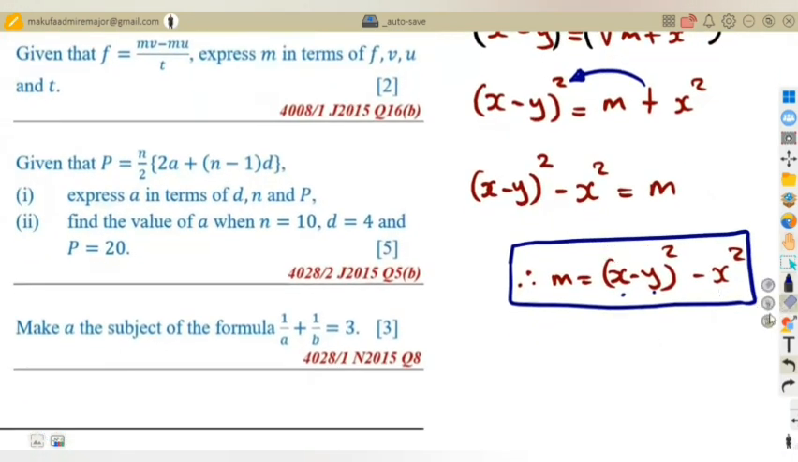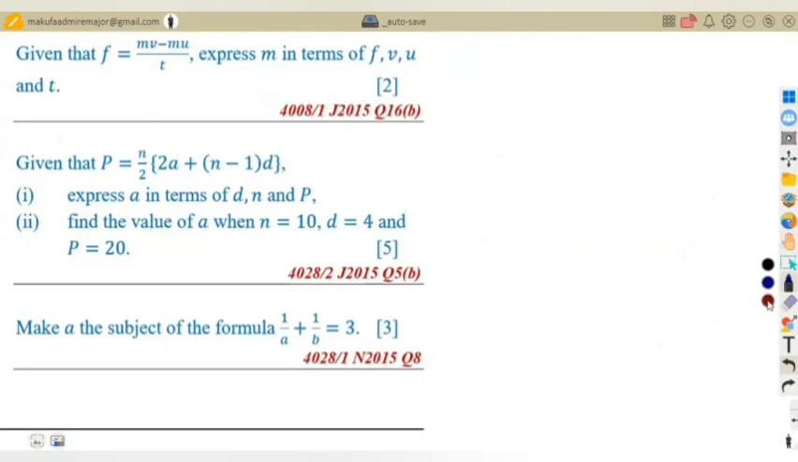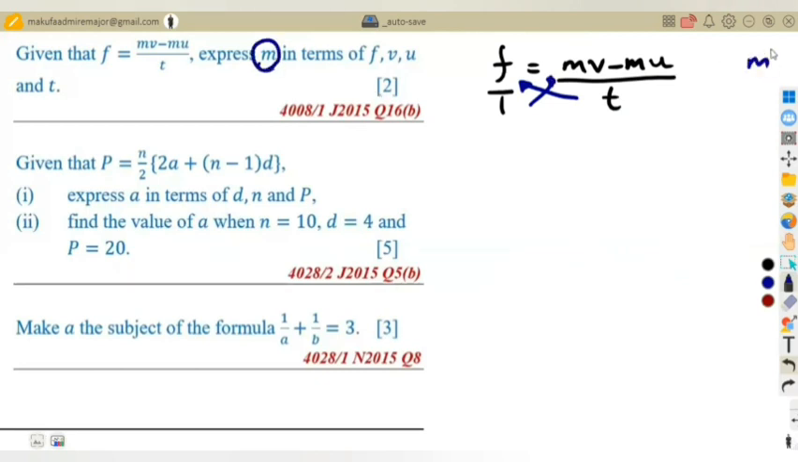On the other part, we are now given f is equal to mv minus mu over t, express m in terms of... so it's another scenario that we have of a fraction. Again, we talked about a fraction. You just have to clear your fractions. This is same as over 1. So you have to clear the fractions. Remember here we have to express m, to find m to be the subject.